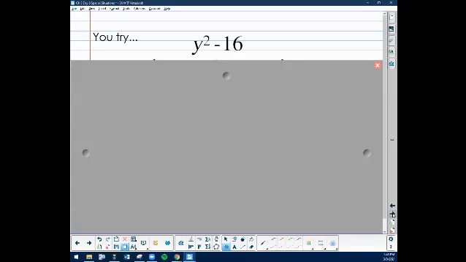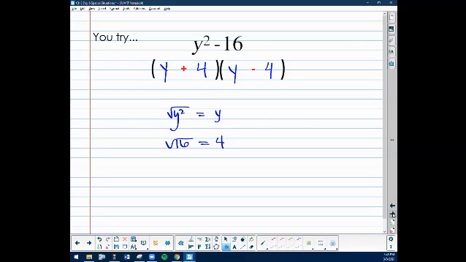All right, hopefully you tried it and you got y plus 4 times y minus 4. Okay, square root of y squared is y. Square root of 16 is 4. And this is exactly what you would type into Delta Math. Parenthesis y plus 4, parenthesis y minus 4.